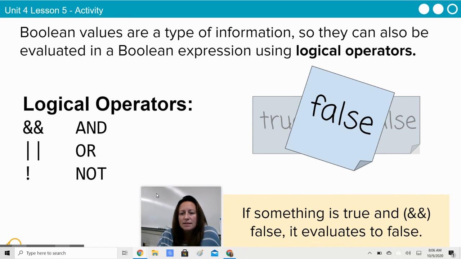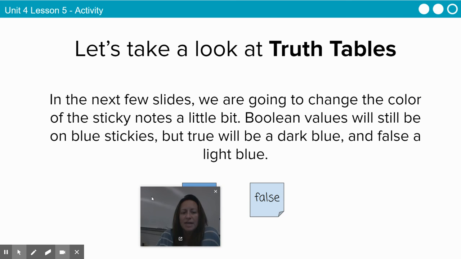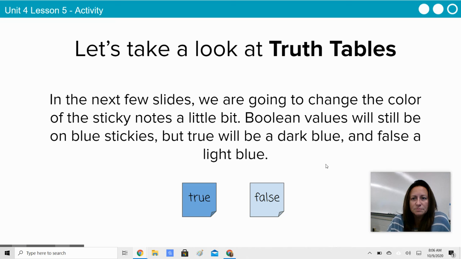If you have a compound condition and only one of the parts is true, then the entire expression evaluates to false for the and logical operator. For and, they both have to be true, like our example of the cat adoption. So we're going to take a look at truth tables in the next few slides. We're going to change the color of the sticky notes a little bit. The Boolean values will still be on blue stickies, but the true will be a dark blue and false will be a light blue.